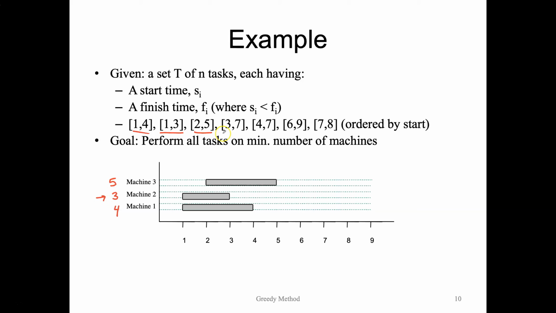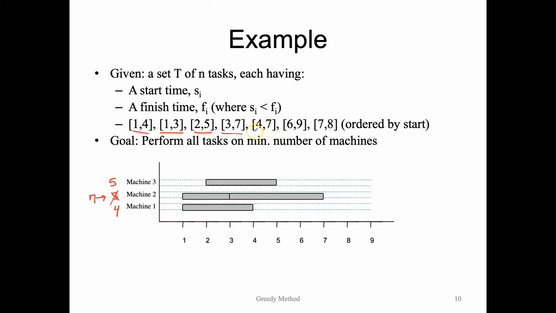Now when we get to the next task, 3-7, which starts at 3 and ends at 7, we're going to compare it to machine 2, because that's got the earliest end time. Note that this ends at 3, which means we can immediately start another task at 3. So we're going to schedule this task on machine 2. Now we update, its new end time is 7.